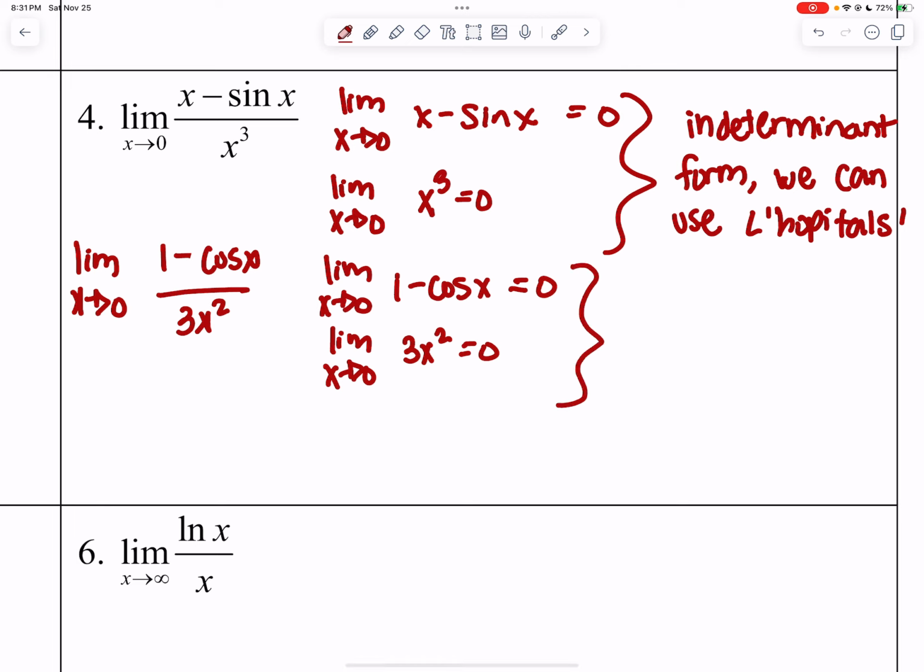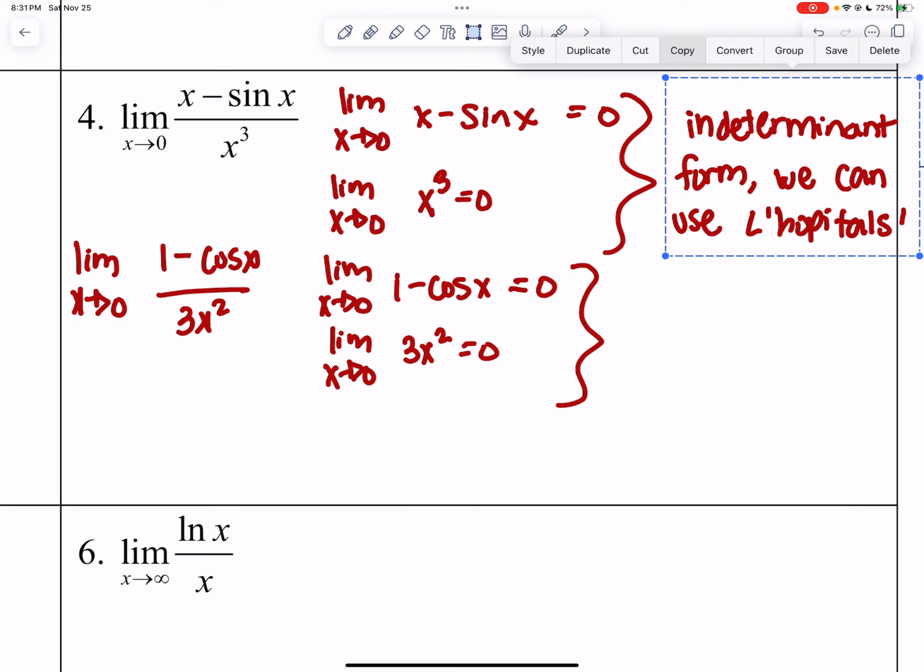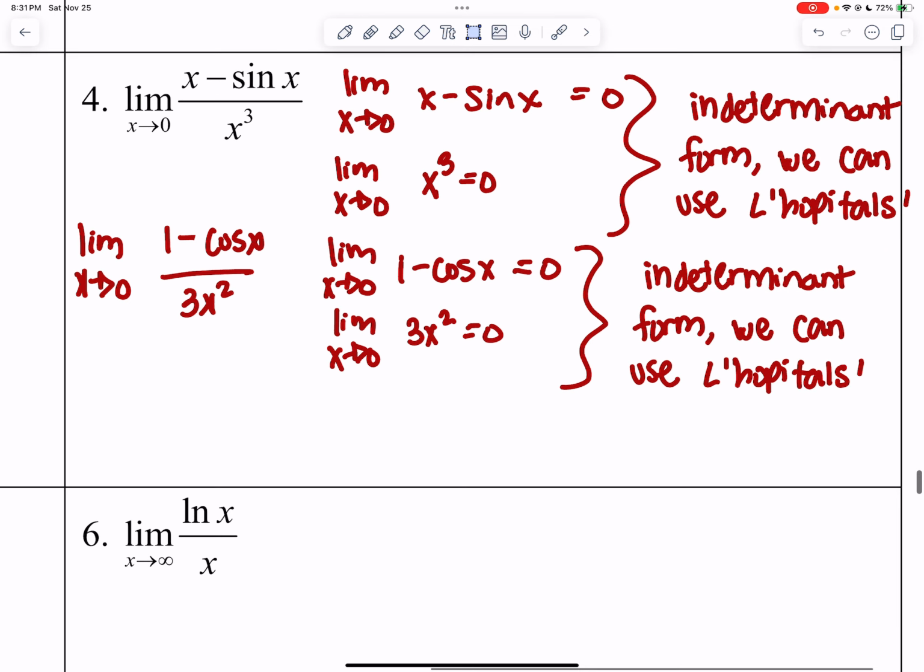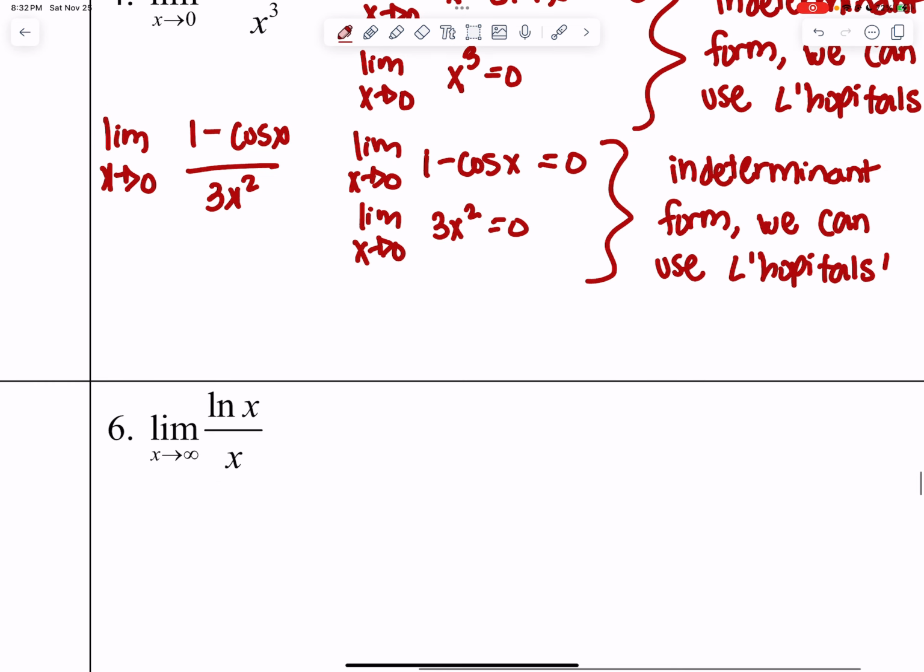So once you do that, you could say, hey, we can use L'Hopital's again and see if we can use direct substitution after we use L'Hopital's for the second time. All right, so now using L'Hopital's for the second time, we have the derivative of 1 minus cosine of x just being sine of x over 6x. Well, sine of x is 0, and then 6x is going to be 0.